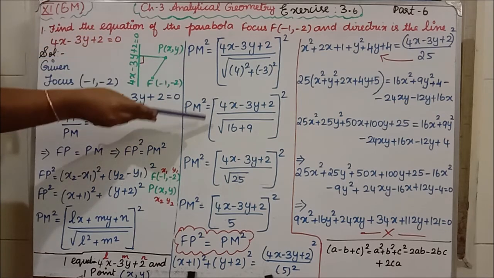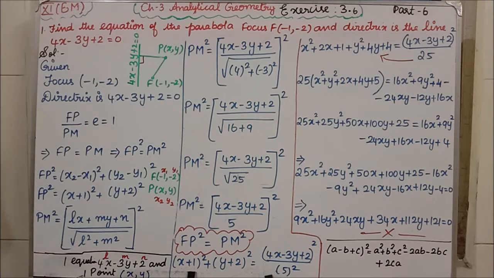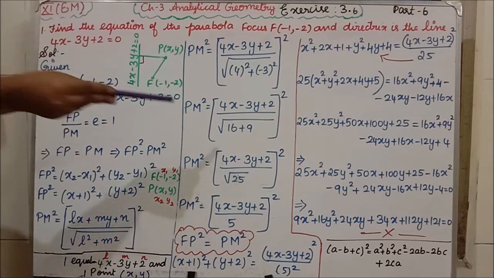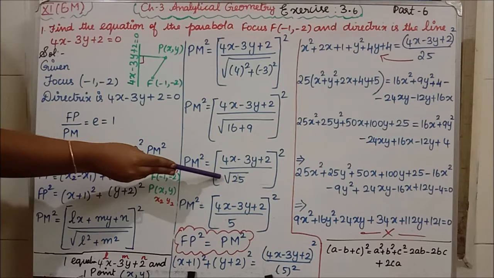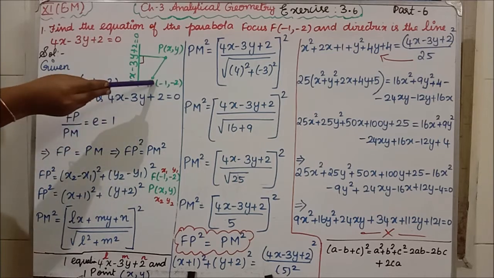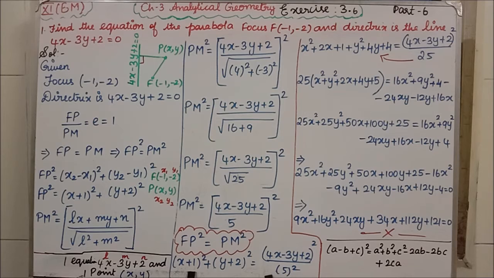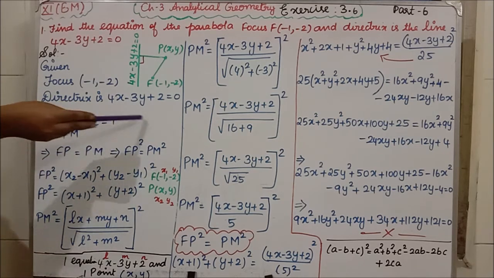From this step to this step, 4 square is what? 16. Similarly, 3 square is what? 9. So square root of 16 plus 9 is square root of 25. Square root of 25 is 5. Clear? Now I know what FP's distance is, and as well I know PM distance also. So as I told before itself, both are equal.